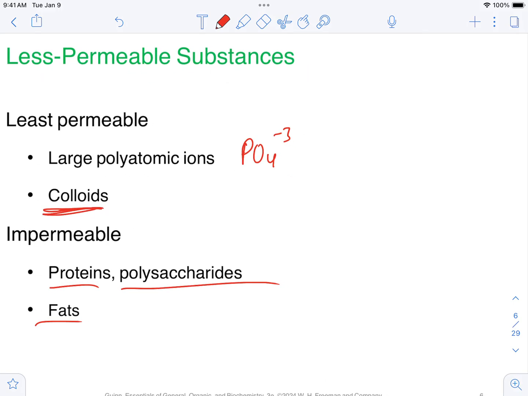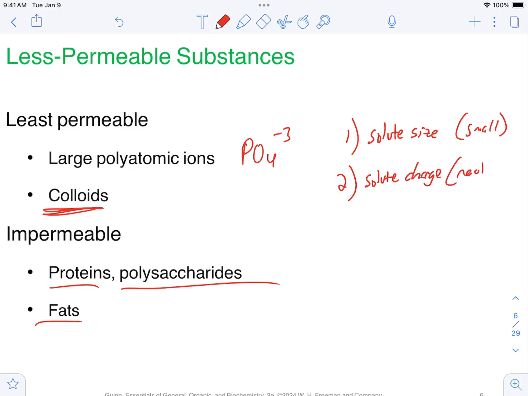So your factors that really determine whether a solute can cross a cell membrane, there's three of them. Solute size, smaller is better. Solute charge, we want neutral. Let's write them down. So small is good, neutral is good, and the last one, solute polarity. Less polar is better. So nonpolar is better than polar here.